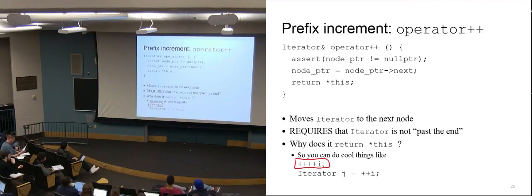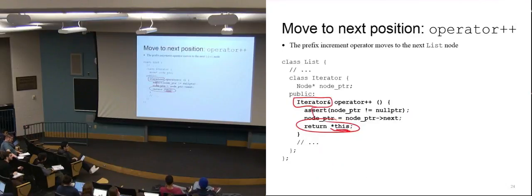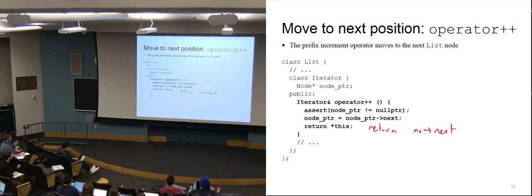Which works. Why can't you just return node PTR pointer next? Why can't you return node PTR pointer next? Because that would be the next one. You could do that, and it would be a really hard to find bug.